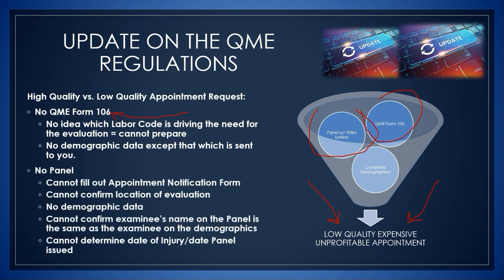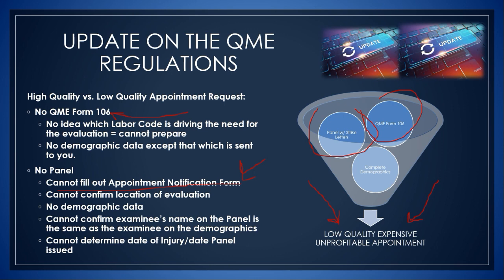If you're not able to get a copy of the panel and the strike letters, then you're hamstrung because now you cannot fill out the appointment notification form. Why is that? Because the appointment notification form has an entry which requires the QME panel number. Without the QME panel number, you cannot fill out this appointment. And we're required by law to get this appointment out within 5 days of the date of the request. So now you've introduced delay into your own system. You're hamstringing yourself by not getting a properly executed panel with the strike letters.